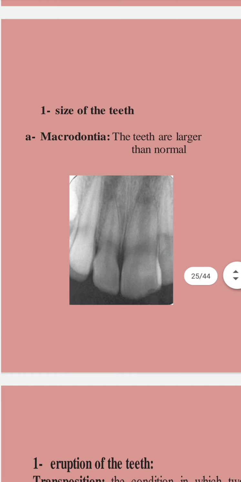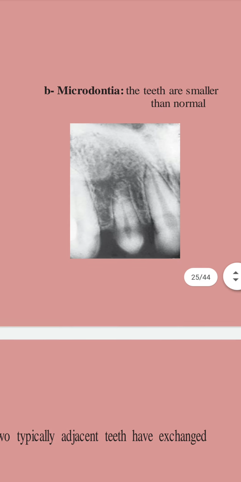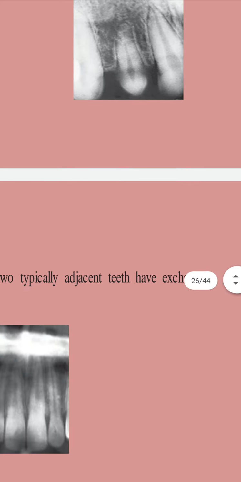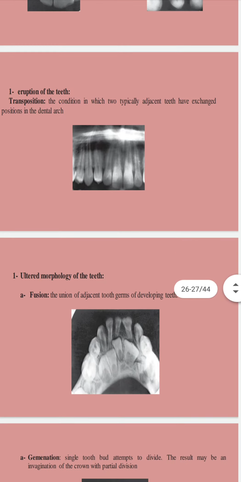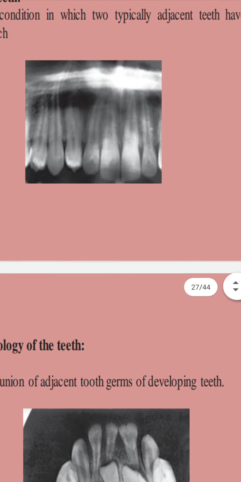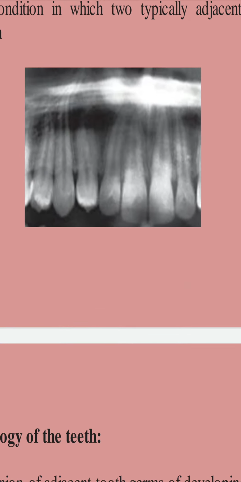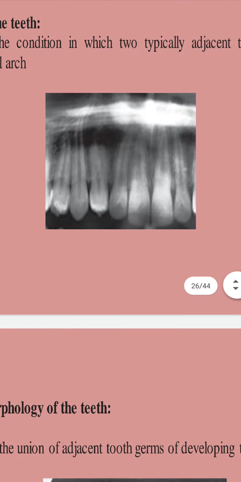Size of the teeth: macrodontia, as we see in this upper central incisor, it has a large size. Or microdontia, when the tooth is small in size. Transposition. In this image we have central, lateral, first premolar, canine, and second premolar. There is a transposition between the canine and the first premolar.